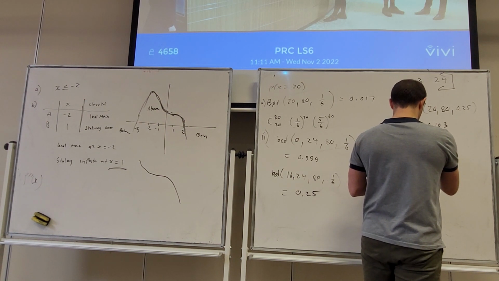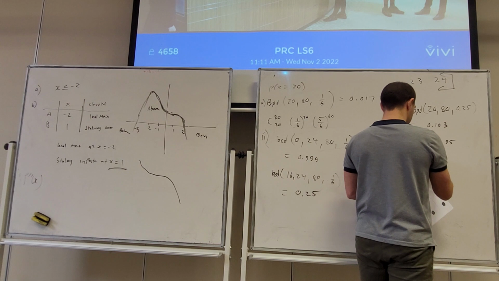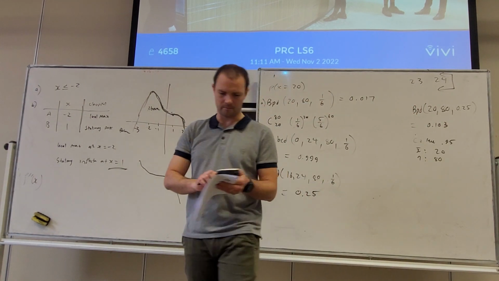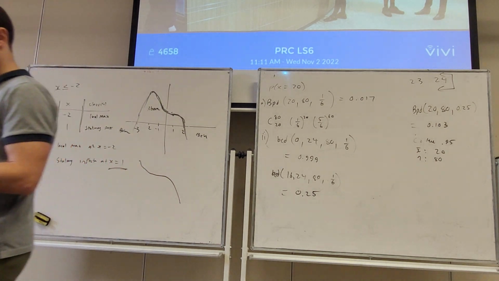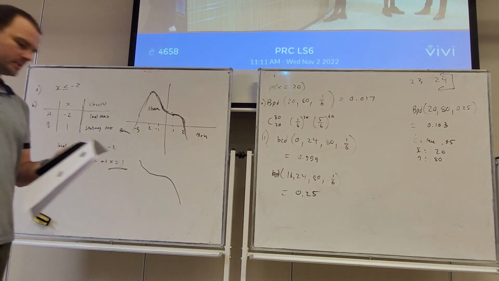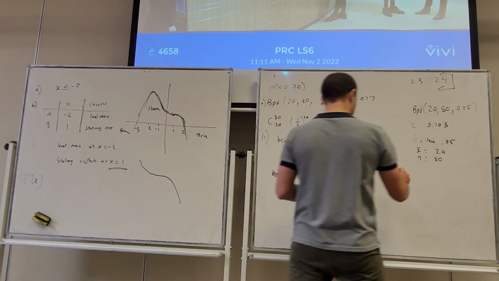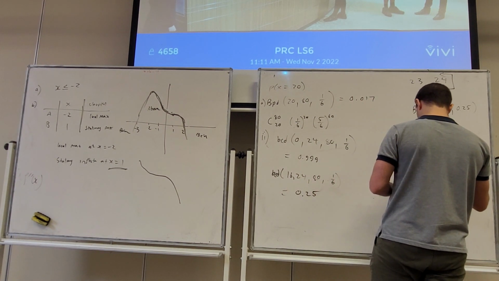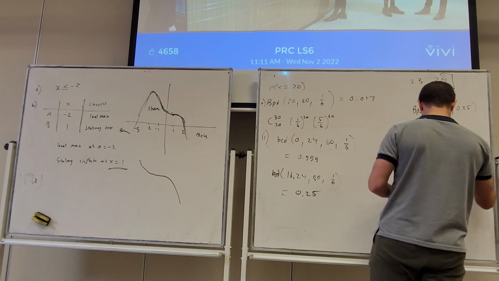20 successes out of 80. So that's the information we're putting in. And we've got 0.155. So 0.345.